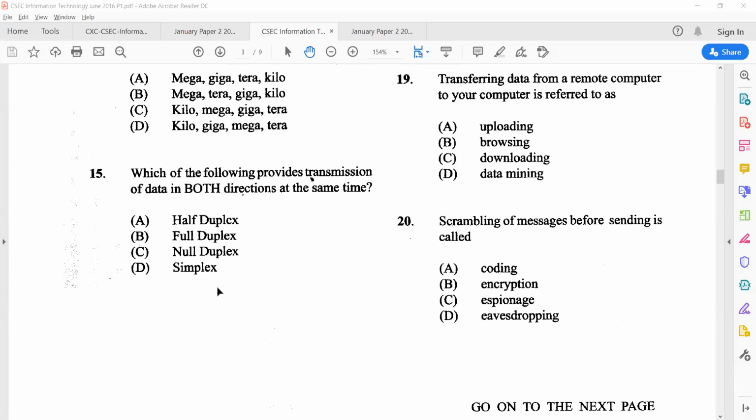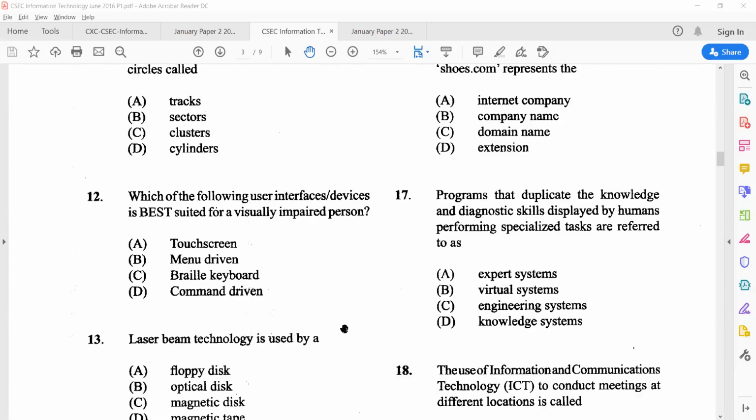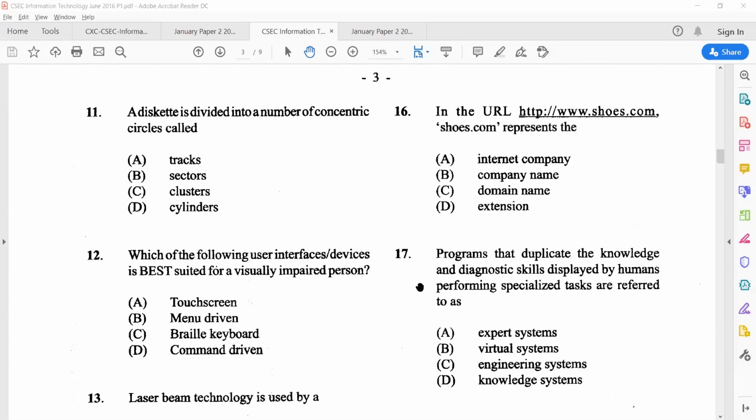Then you have half duplex, where data is transmitted in both directions, but one direction at a time. That's half duplex. And full duplex is both directions at the same time. So again, the answer for 15 is B. All right, let's move on to 16. In the URL http://www.shoes.com, shoes.com represents what? The internet company, the company name, the domain name, or the extension?